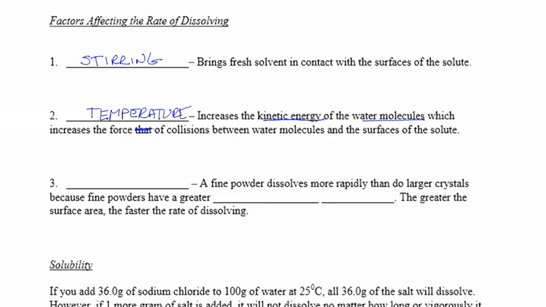The third factor is particle size. A fine powder dissolves more rapidly than large crystals because fine powders have a greater surface area. And the greater the surface area, the faster the rate of dissolving because more of the solvent is in contact with the solute.